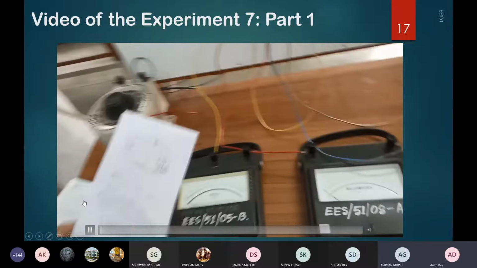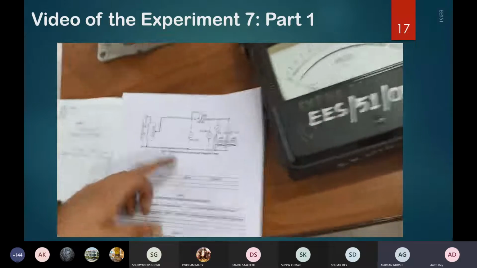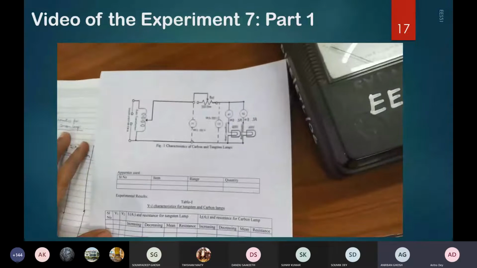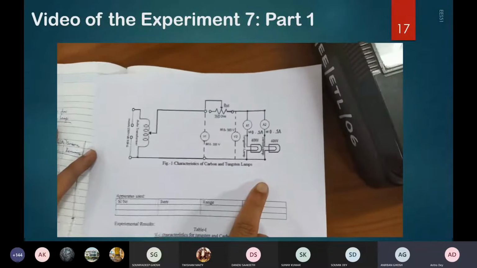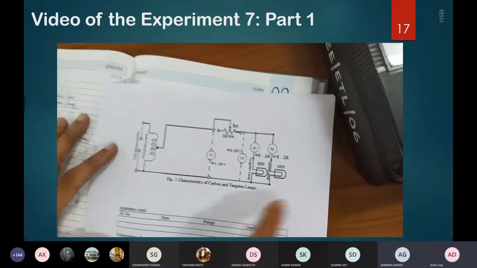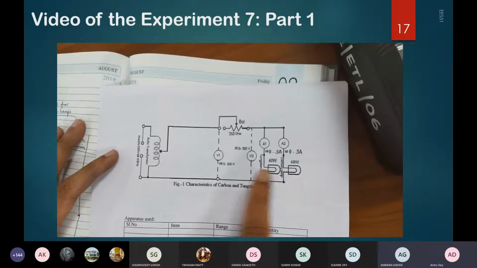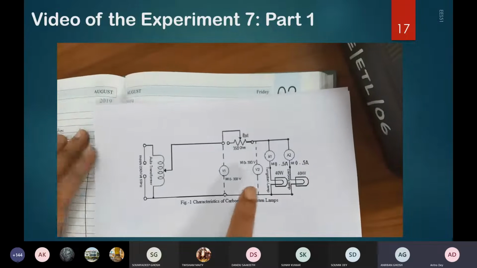Okay, so in today's class, let us perform experiment number 7, which is characteristics of carbon and tungsten lamp. For that, let us first concentrate on the circuit diagram as given in your lab manual. You see there are different components. Let us identify them first and then verify that from the circuit, which will be demonstrated right now.